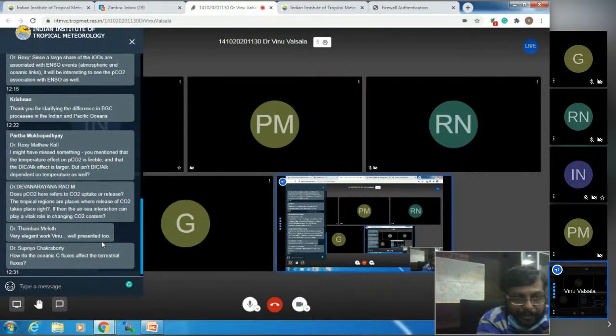And Thampan has appreciated. Thank you, Dr. Thampan. And then Supriyo has asked the last question. How do the ocean carbon fluxes affect terrestrial fluxes? That's a big question, Supriyoji. We don't have a clear idea how the ocean carbon affects it. The terrestrial carbon flux is an order of magnitude higher than ocean carbon fluxes. So they have the upper hand, and the variability is also much, much larger. The petagram involved is much higher in quantity. I don't think terrestrial carbon flux even looks at the ocean to regulate any of its activities.